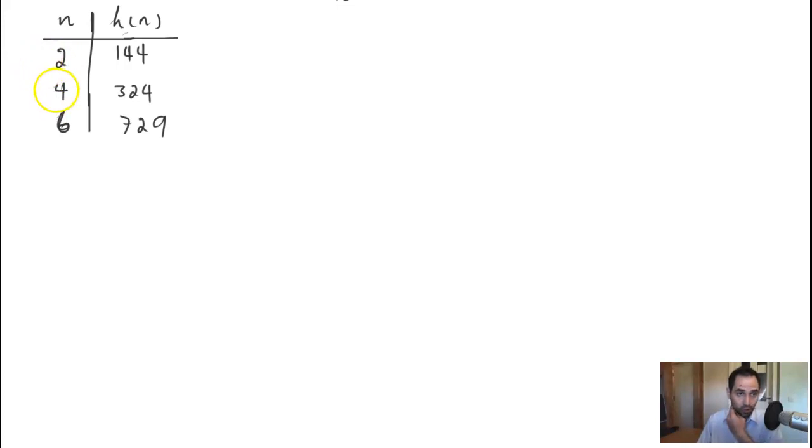I am adding 2 units to this. To get from this point to this point, I'm adding 2 units to my input. So this is not the same thing. Basically, you cannot simply divide 324 by 144 to get your R. It just doesn't work that way, because you have to basically move one.